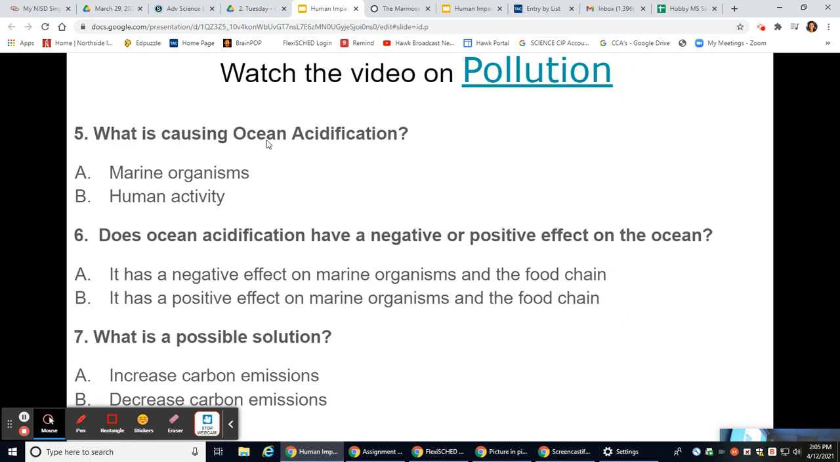Okay, so what is causing ocean acidification? That's human activity with the increase of carbon dioxide emissions. Does ocean acidification have a negative or a positive effect on the ocean? It has a negative effect on marine organisms and the food chain. What is a possible solution to decrease carbon emissions?